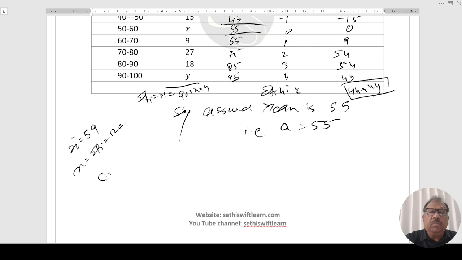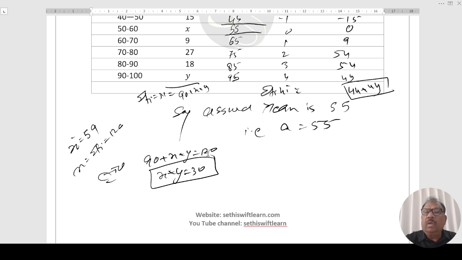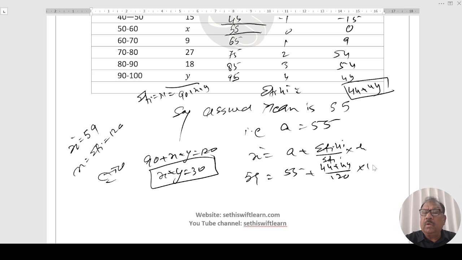Now according to the question, 90 plus x plus y equal to 120. So x plus y comes out to be 30. This is equation 1. And x bar equal to a plus summation fi ui upon summation fi into h. This is 59. Assumed mean is 55. Summation fi ui is 44 plus 4y divided by 120, into 10.